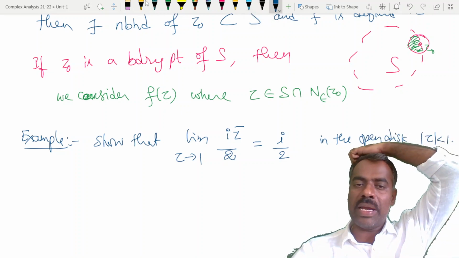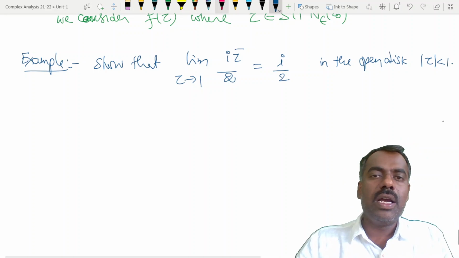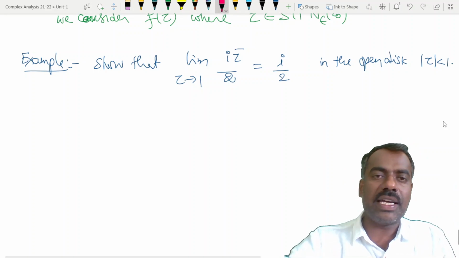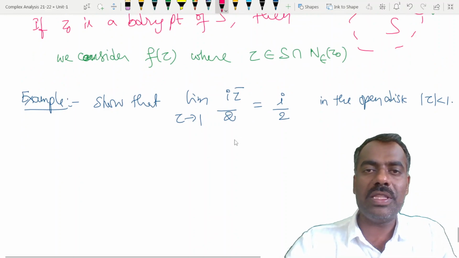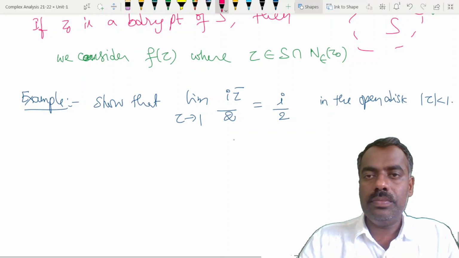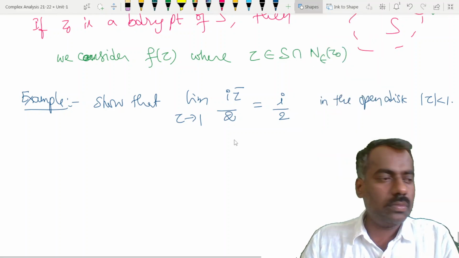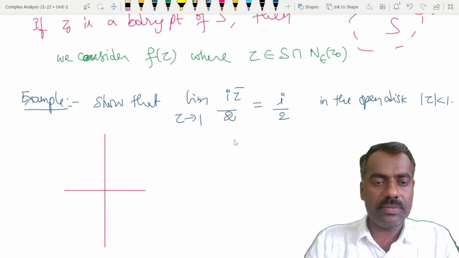So our domain of definition is mod z less than 1, right? If you see the picture, you will understand what is meant by this remark. Then we will solve the problem. Solving the problem is not a difficult one, so we'll first draw and understand.